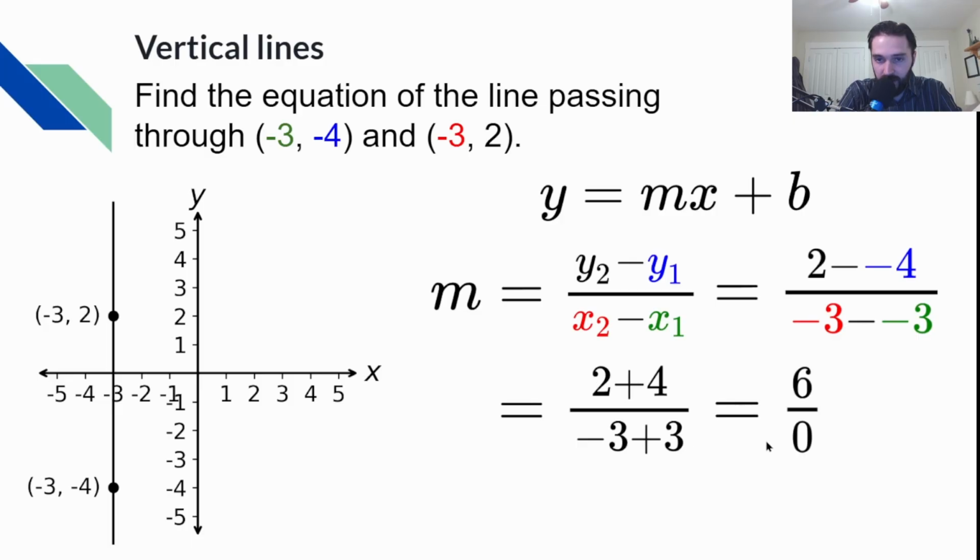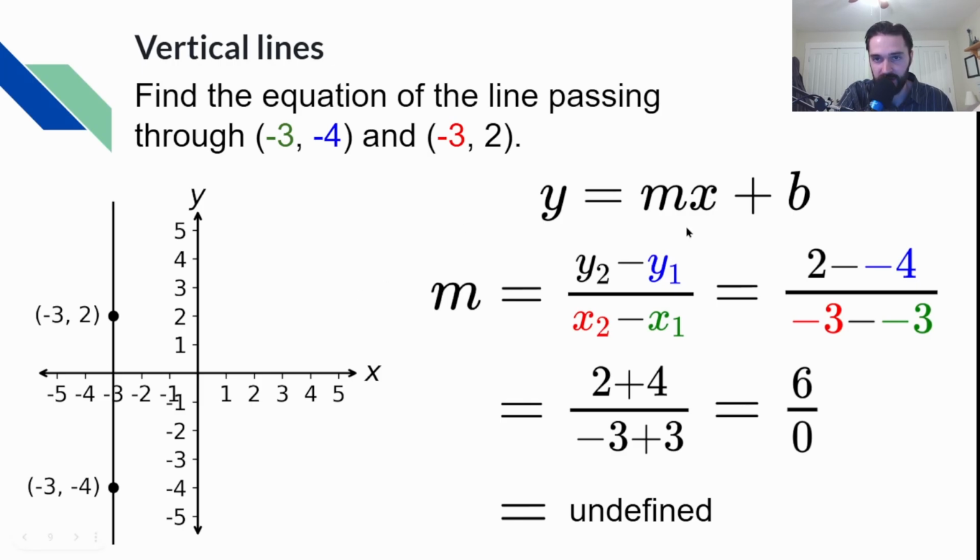So look at what we have. It turns out that this is 6 over 0. We can't divide by 0. That's not allowed in math. So if we get an answer like this, we say that the answer is undefined. So the slope of a vertical line is undefined.